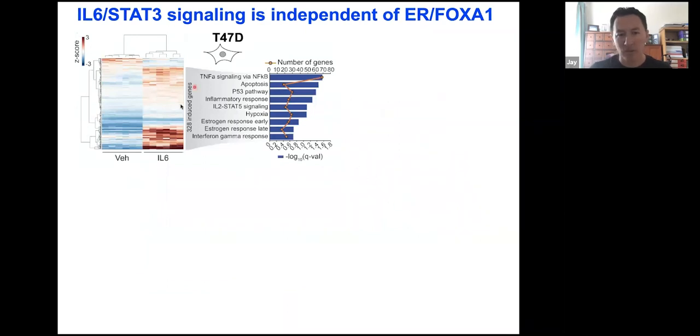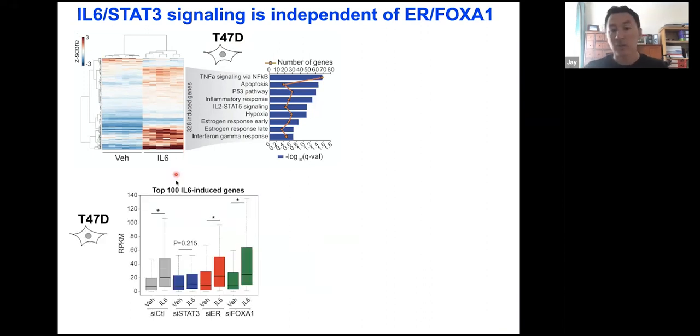And then he did this experiment. This kind of threw us. So he generated an IL-6 signature. He did this in a cell line, in this case T47Ds. Generated that signature, and then he asked the question: if we look at this IL-6 signature, can we assess or show that these genes are dependent on ER and/or FoxA1? And it turns out they're not.